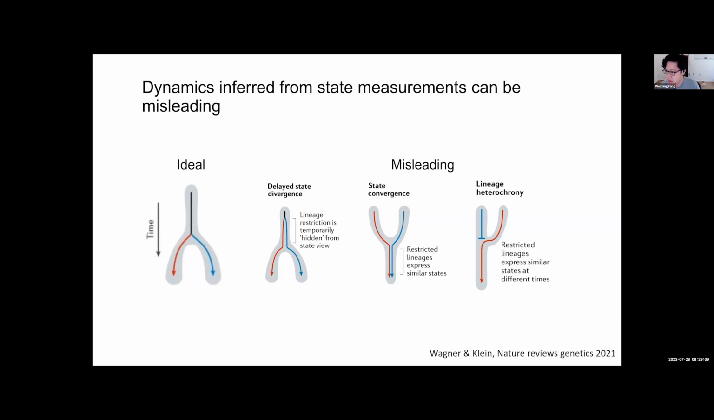But also, as this review paper was pointing out, even if you're doing a really good job with the modeling, there still are cases where one can get a misleading conclusion by only looking at the state space itself. For example, there could be lineage restriction that doesn't really appear depending on which state space you're looking at. And there are cases where the same cellular state can be reached following completely different developmental trajectories, as illustrated in these two examples here.